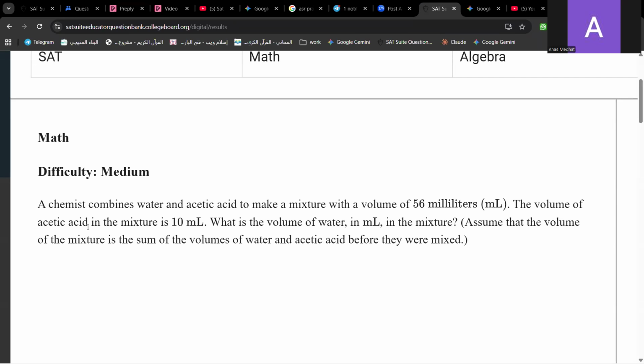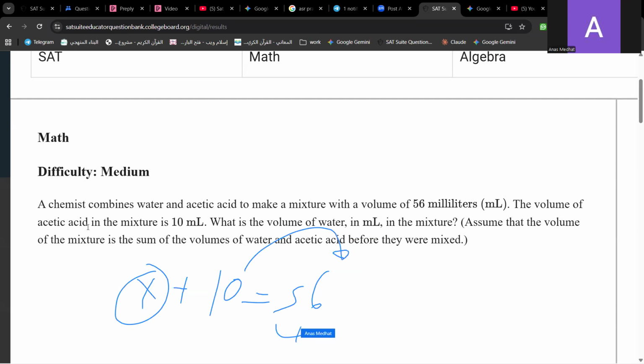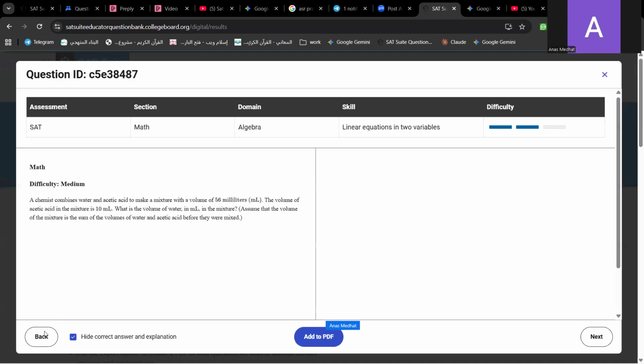So it combines water and acetic acid to make a mixture of volume 56. Okay. Oh, this is a question, but I'm not focused. x plus 10, where x is for the water plus the acetic acid, equals 56. Just shift the 10, it will be 46. So the answer should be 46.